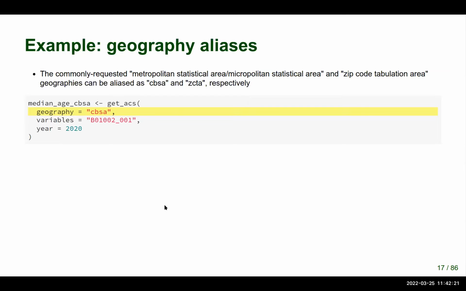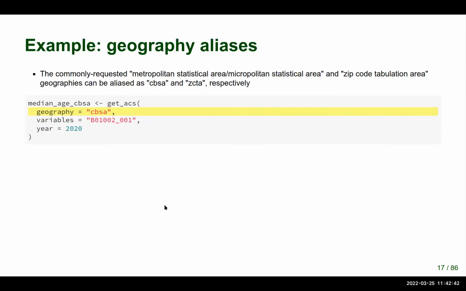Now, granted, you can type out that long string if you want to. Both will work. I do the same thing for zip code tabulation areas, which are basically shapes that represent roughly the extent of USPS zip codes. And so you can type in ZCTA as an alias for zip code tabulation area if you want zips as well.